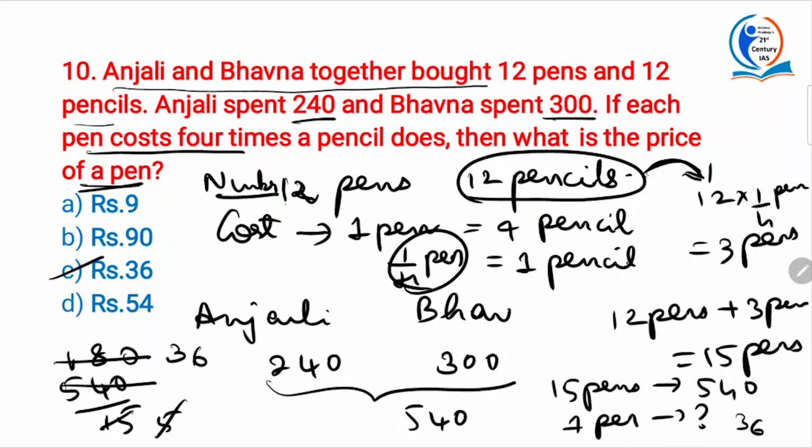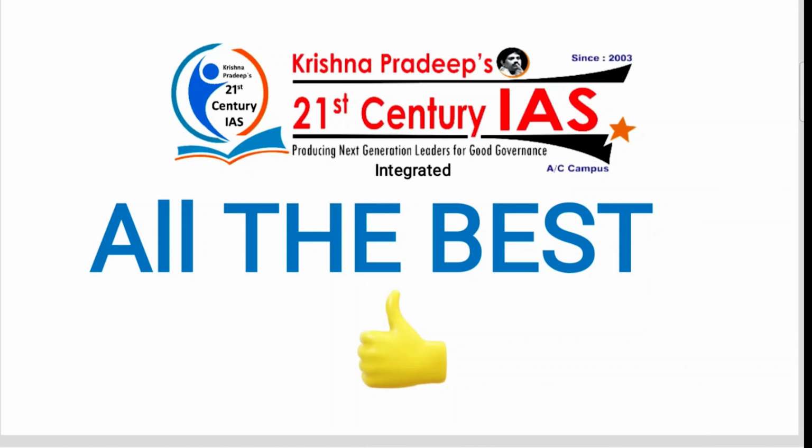C is the answer. This is it for today. Practice these methods consistently, revise them, and you will be very confident about the CSAT paper. Always remember, 10 questions a day keeps your CSAT fear at bay. All the best.